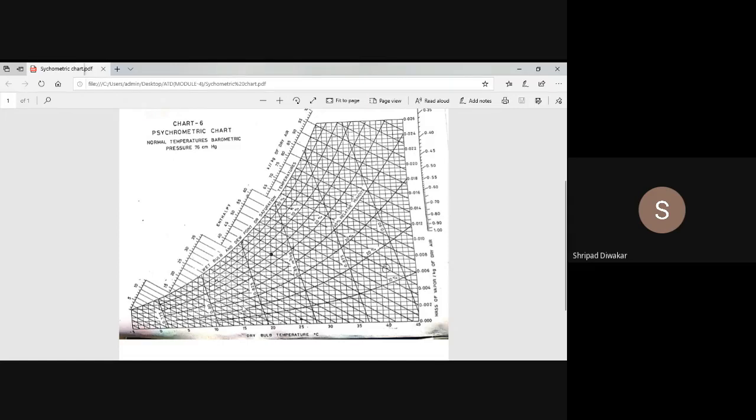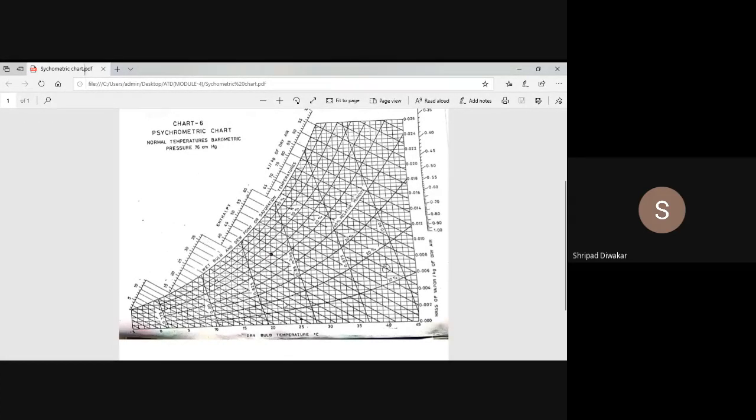So after locating the point, you have to move in an inclined direction, on the left side, till it cuts the border. Where is this border? This one border. Don't take the saturation line curve. You have to move still further. Whatever lines are outside the curve are your enthalpy lines.